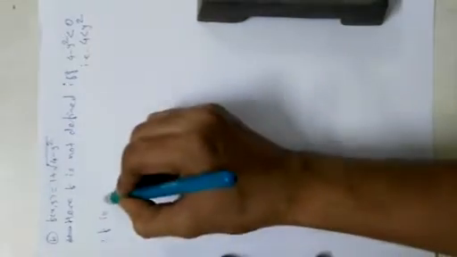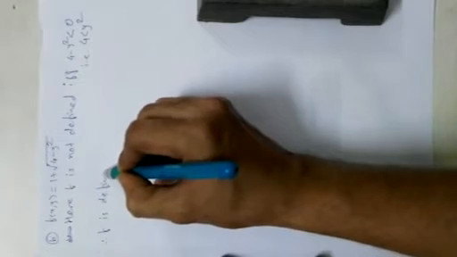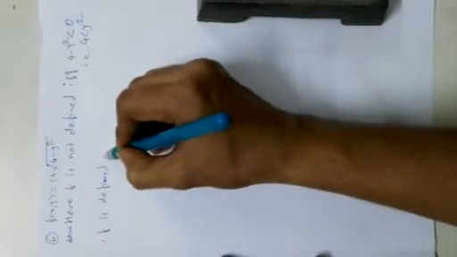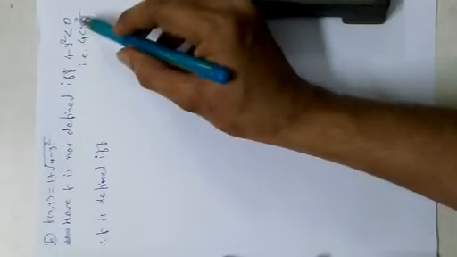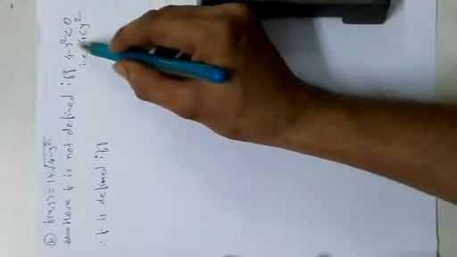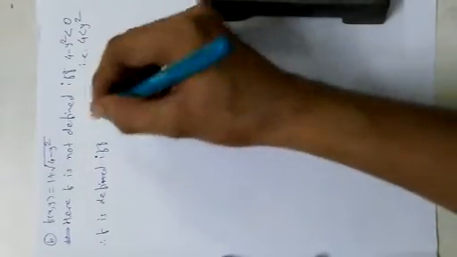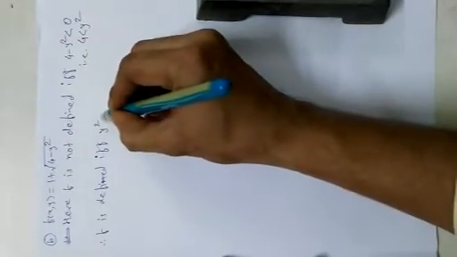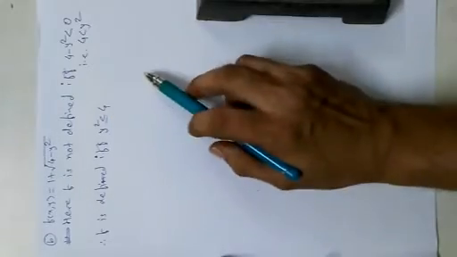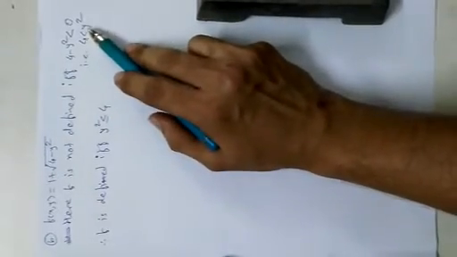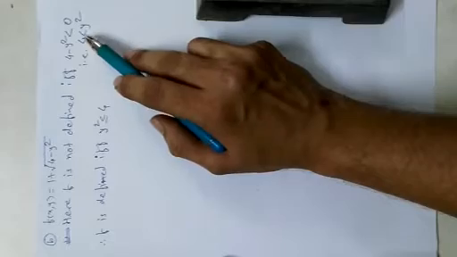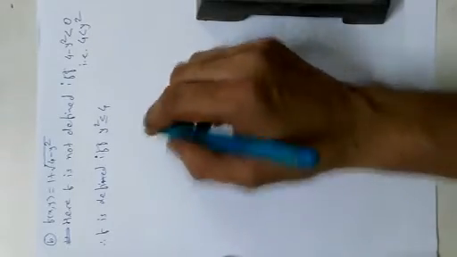Therefore f is defined if and only if, we have to take negation of this inequality. Negation of this inequality is y square is less or equal 4. As there is y square is greater than 4, therefore its negation is y square less or equal 4.